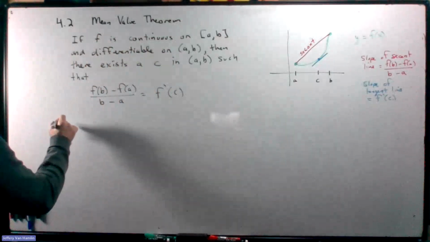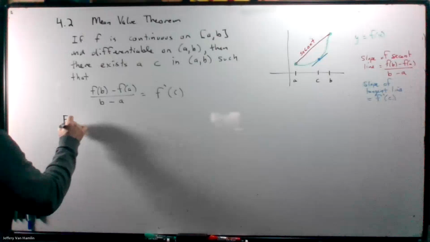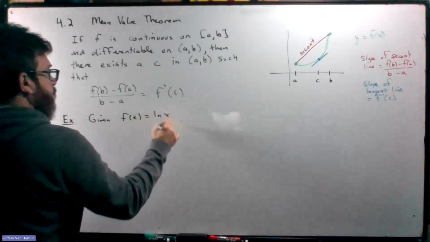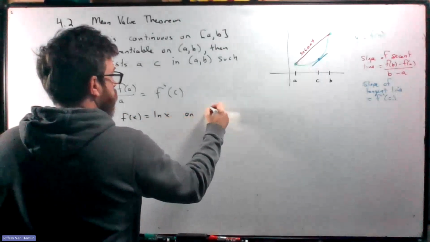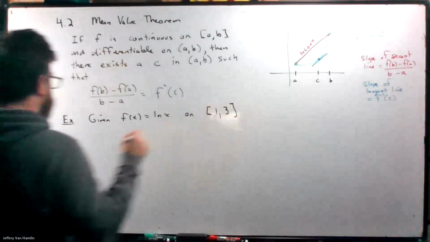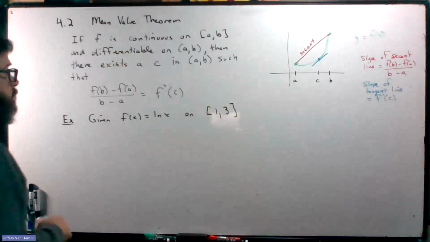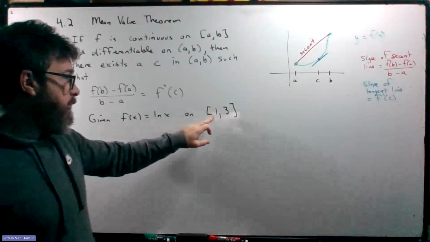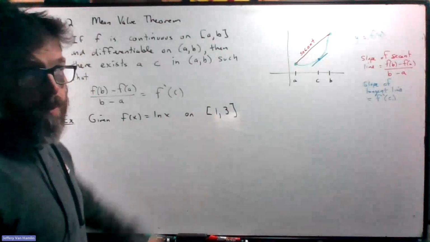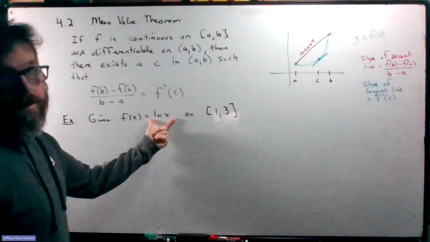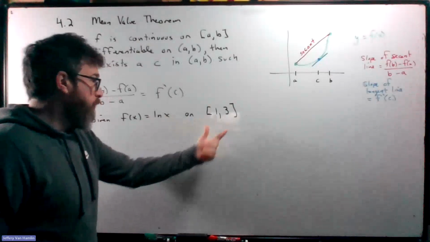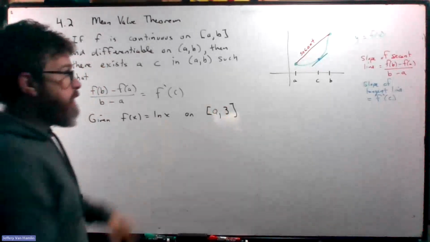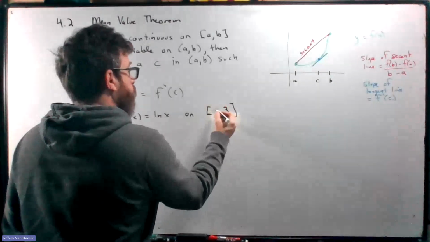So let's try one quick example. Given f of x equals the natural log of x on 1 to 3, let's show that this works. I have to verify that this function is continuous on the closed interval and differentiable on the open interval. This function is defined everywhere on this interval. If I said from 0 to 3, we'd have a problem because it has a vertical asymptote at 0. But it is continuous from 1 to 3.